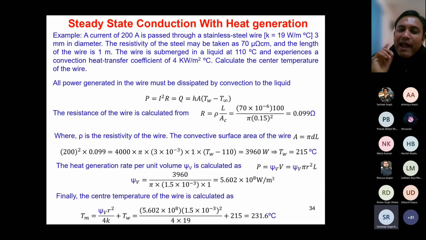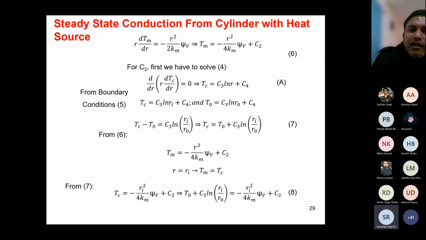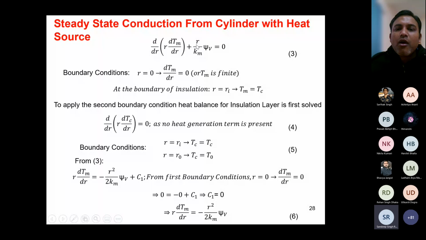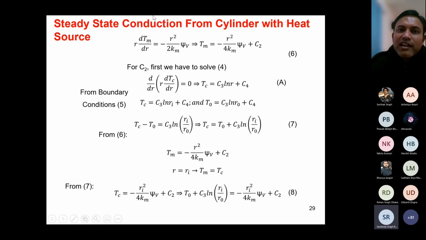Correct. So once we know that, then again we have to calculate the temperature distribution. So temperature distribution comes out to be this: Tm is psi V r square by 4k plus Tw. So this Tw is nothing but this 215. Remember, this is the equation we have obtained. From this, if we apply the first boundary condition, we get r dTm by dr equals to r square by 2 km psi V, isn't it? Then if we integrate further, we get Tm equals to minus r square by 4 km psi V plus C2.